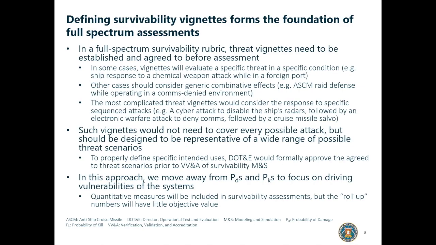Other cases, we can go with generic combinative effects, right? ASCMs coming in while we're denying comms, so you don't have CEC, for instance, to help cue you. That makes sense. That's something that we already do to a certain extent, but then we take it to more complicated vignettes. Say a cyber attack comes in first, disabling the radars, followed by an electronic warfare attack to deny the comms, prevent any other way of sensing off board, and then you do that cruise missile salvo. That's something that you're not going to do on a range, but it is something potentially you can do either through M&S or through some kind of combinative assessment after the fact.